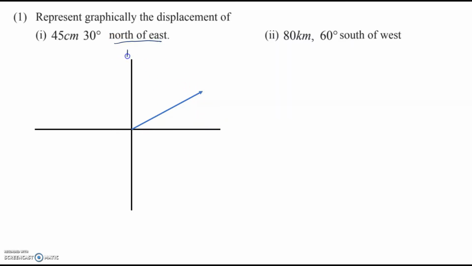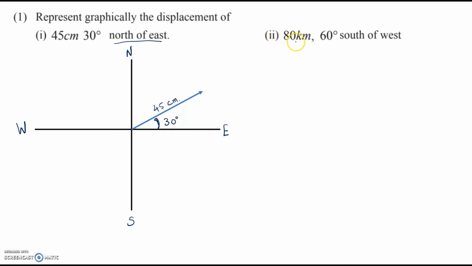So this is our north, south, west and east. So north of east would be, this is our east, so north in this direction. So this is our angle. Okay, so this is 30 degrees and the length of the displacement is 45 centimeters. Okay, so similarly, let's do the second one.